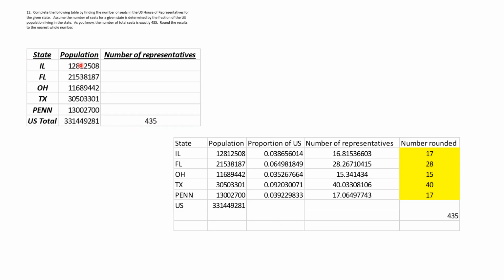Number 12, we had these populations, and this was proportional reasoning. What you're going to do is say, what is the proportion of the U.S. population? So here, for example, for Illinois, you would take this number and divide it by this one to get this fraction. Then you would take that fraction times the number of representatives and round to the nearest number. And so the answers to this would have been 17, 28, 15, 40, and 17.